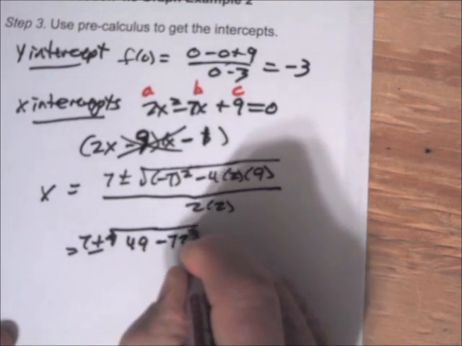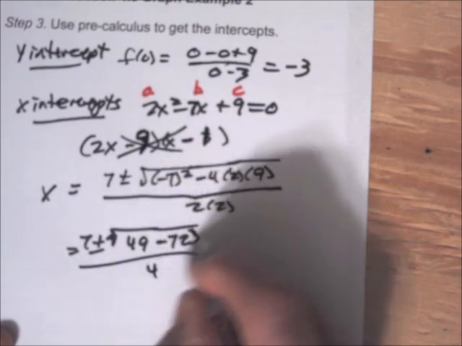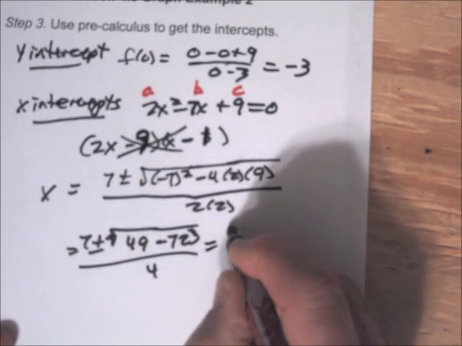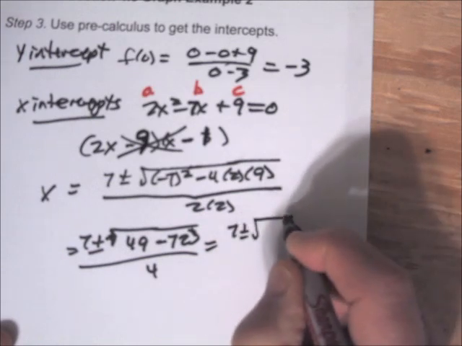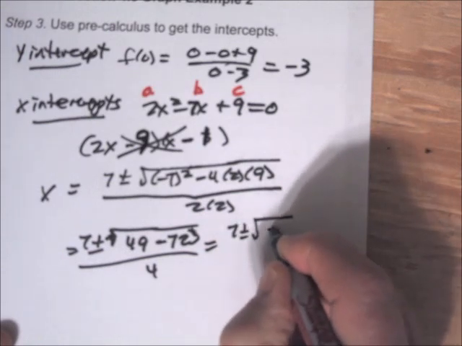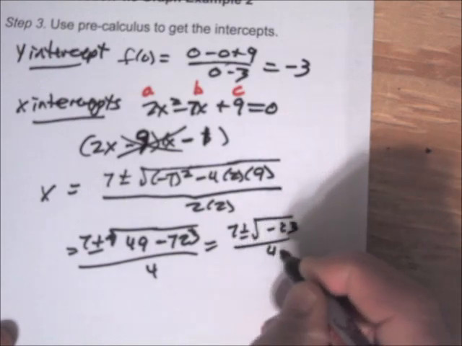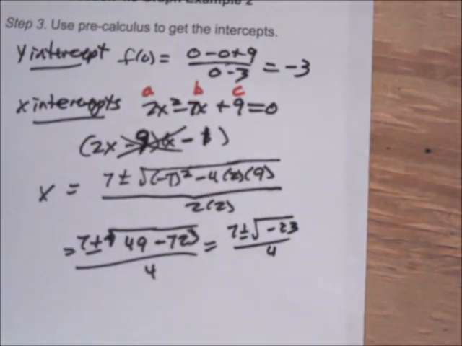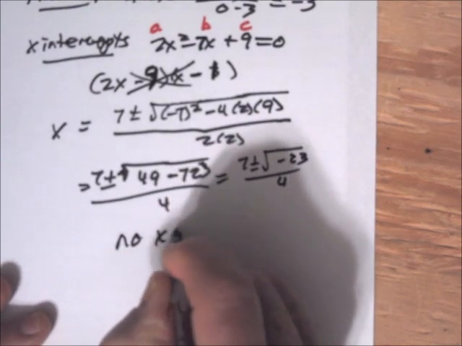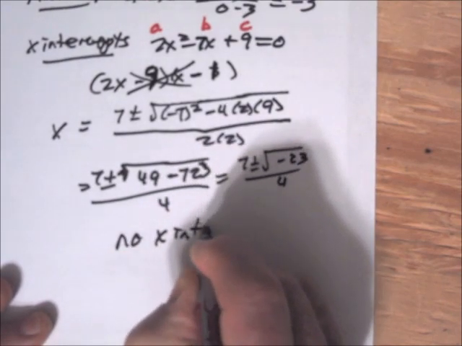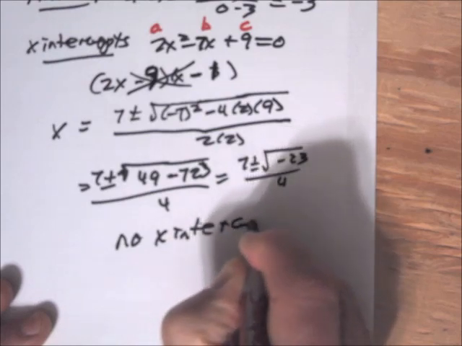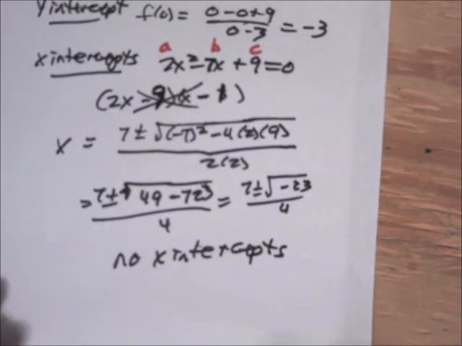All over 4. So this is going to be 7 plus or minus the square root of negative 23, over 4. So this is an imaginary number. The square root of negative 23 is imaginary. So there are no x-intercepts. So the y-intercept is negative 3, but there are no x-intercepts.